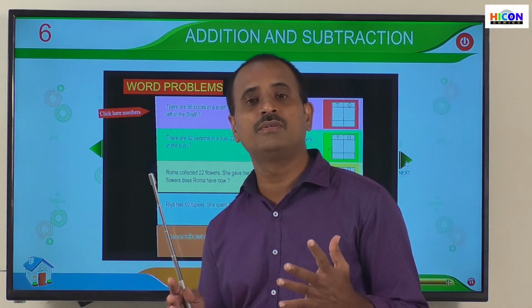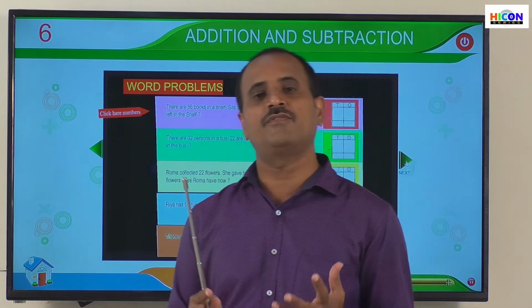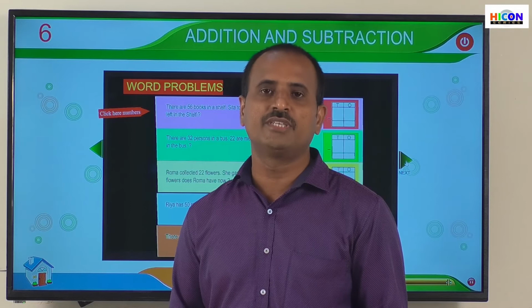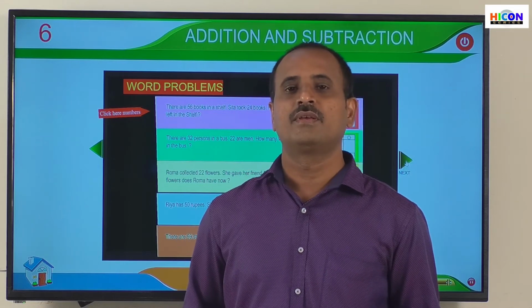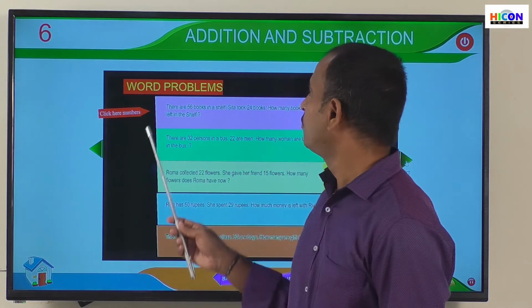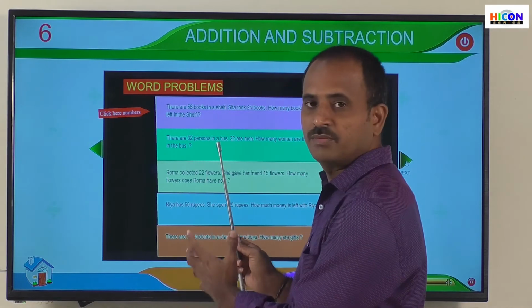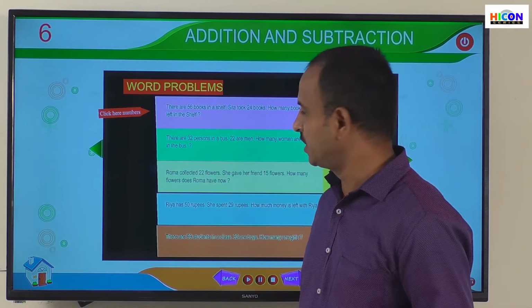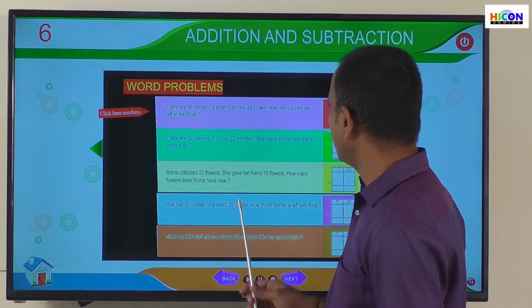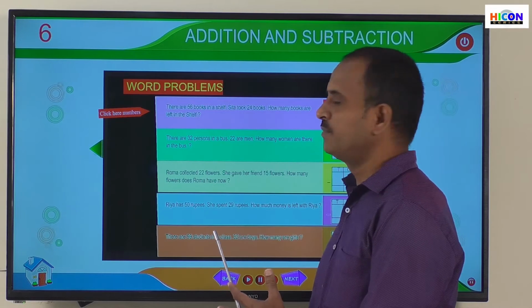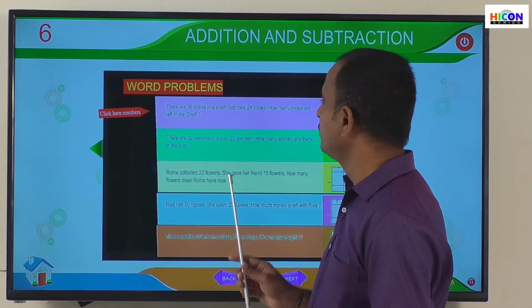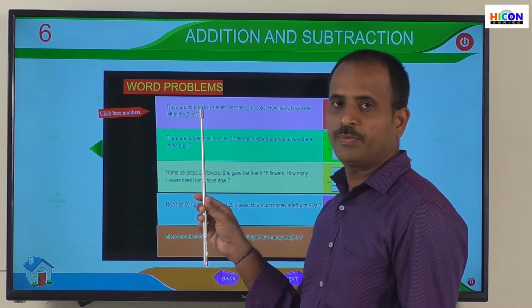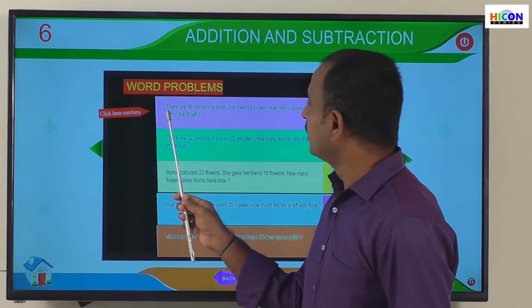So children, up to now, we have practiced the subtraction of 2-digit numbers with borrowing and without borrowing. Now our topic is word problems, and we will practice some word problems on the subtraction of 2-digit numbers. Children, look at the screen. There are 5 word problems given, and we will practice some of them. See the first one here and read the problem.